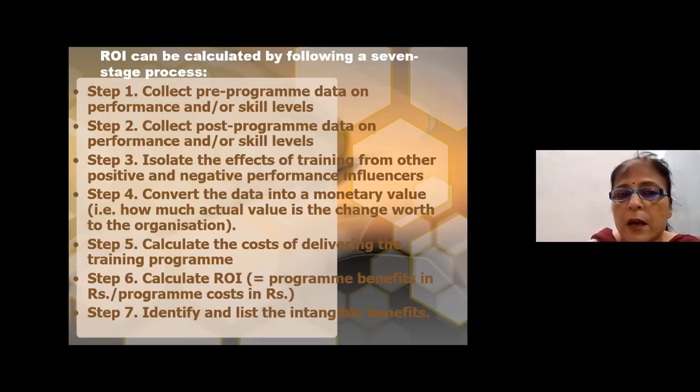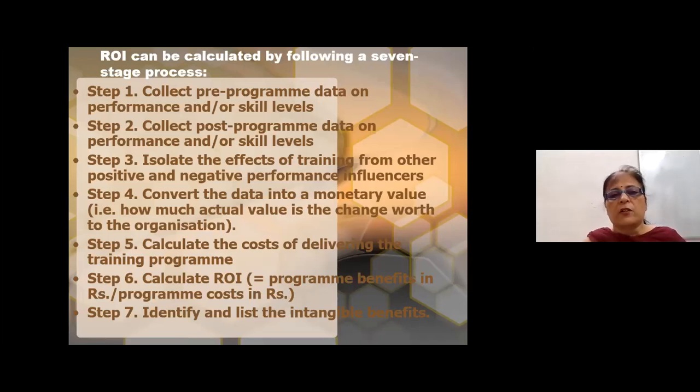organize. If you look at all the steps, it is quite possible that different sets of people will be doing things at different steps. If it is a very small organization, then yes, all the steps can be done by one set of people. But generally, if it is a big organization, then maybe you will depend upon other people who will be collecting data at step 1. Then step 2 will be to collect post-program data.